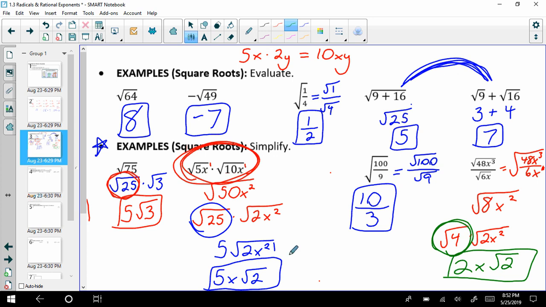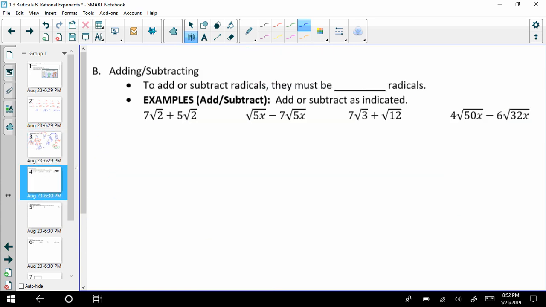I would also be okay, like on this second example we did, if you wrote it like this. That's the same thing. 5 square root 2 times x. I don't care where you put the x.